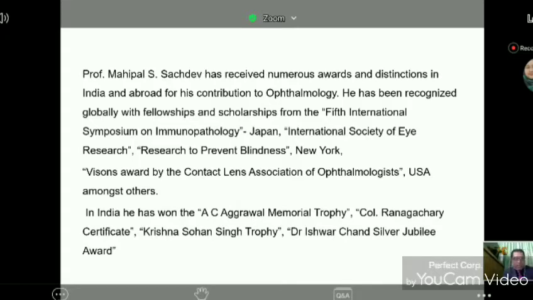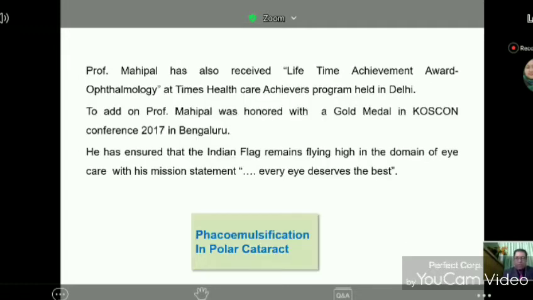amongst others. In India, he has won the Eural Memorial Trophy, Colonel Rangachari Certificate, Krishna Sohan Singh Trophy, and Dr. Ishwar Chandra Silver Jubilee Award. Professor Mahipal has also received the Lifetime Achievement Award in Ophthalmology at the Times Healthcare Achievers Program held in Delhi. To add on, Professor Mahipal was honored with a gold medal at the COSCON Conference 2017 in Bangalore. He has ensured that the Indian flag remains flying high in the domain of eye care with his mission statement, "Every eye deserves the best."